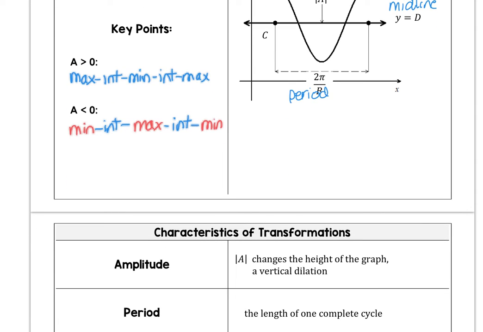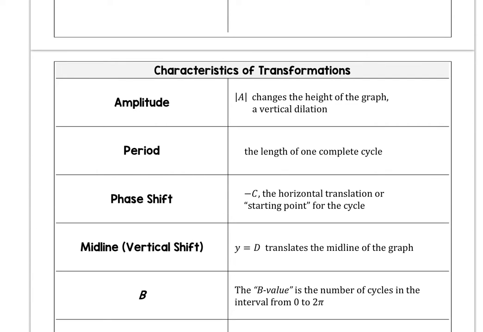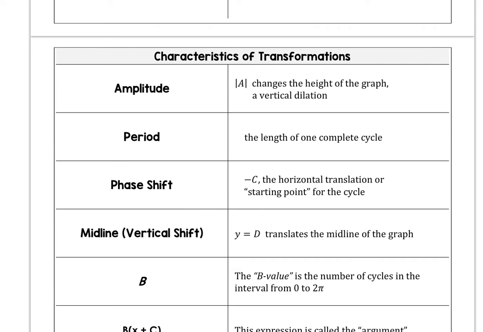We see on the next slide that we have the definitions for those characteristics for the transformations. The absolute value of A changes the height of the graph. It's a vertical dilation. We have the length of one complete cycle by finding 2 pi over b. We have the horizontal translation or starting point, and if you have an x plus c value, then x is the opposite of c. That's going to be a shift to the left. If there's an x minus c, that's a shift to the right. And this is our midline, the value for d.